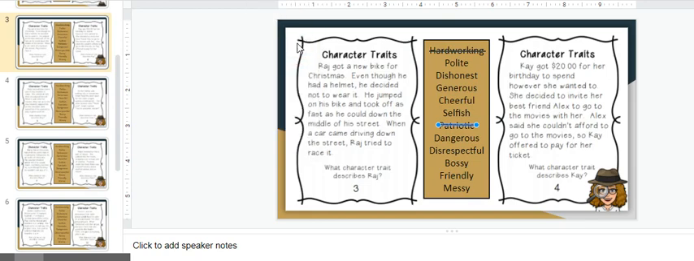So let's go through the rest of them just so that you know what they mean, okay? So we have polite, and I think we know what polite means, but you say your please and your thank yous, you open doors for people, that's polite. Dishonest means that you don't tell the truth, okay? So if somebody asks you something, you might lie to them. Generous means that you're giving, that you give of your time, you give of your money, you share things, you don't keep it all to yourself, okay?